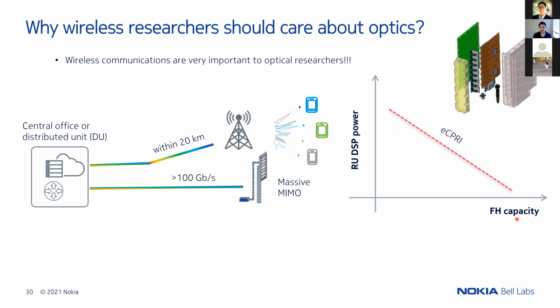So the core integration of optics and the radio units will be very big in the future, because it is the only way we can reduce the power consumption of the radio unit. In my opinion, optics is defining what functionality should be placed at the radio unit. So the two communities should work together to find the best integration approach.